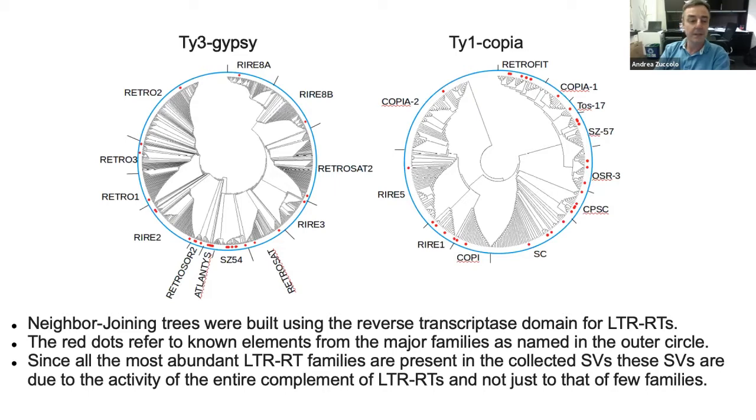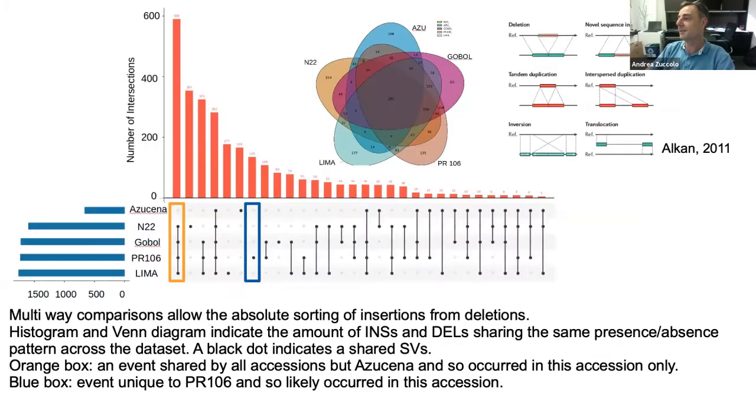We then tried to see if all the TEs were involved in structural variant generation or just a few of them. We carried out phylogenetic analysis. This refers to non-terminal repeat retroelements. Here in red are depicted paralogs from the most abundant TE classes in domestic rice, and they are named here. And very simply and briefly, what we can see in this image is that all the families are involved in the creation of structural variants. So the entire complement of TEs is involved, not just a few families.